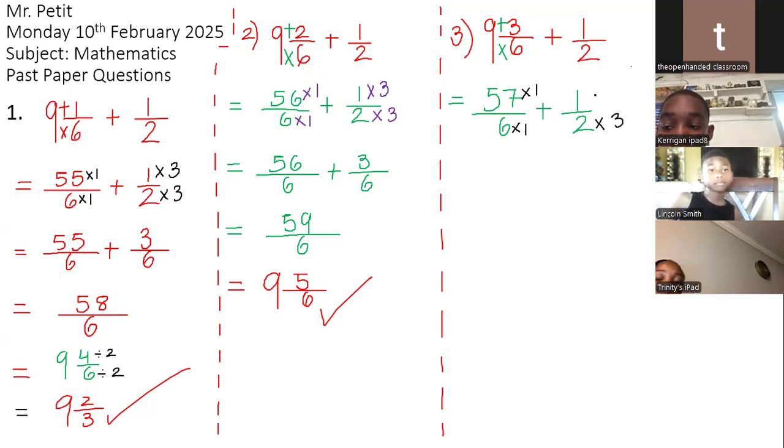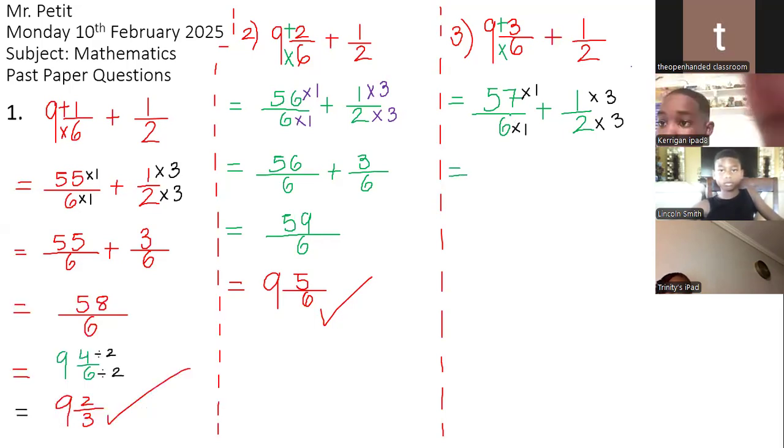Whatever we do to the bottom, we must do to the top. So we have 57 times 1 is 57. 6 times 1 is definitely going to be 6. Plus 1 times 3 is 3, all over 2 times 3 is 6.